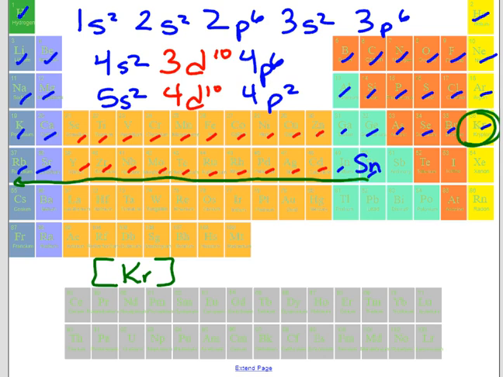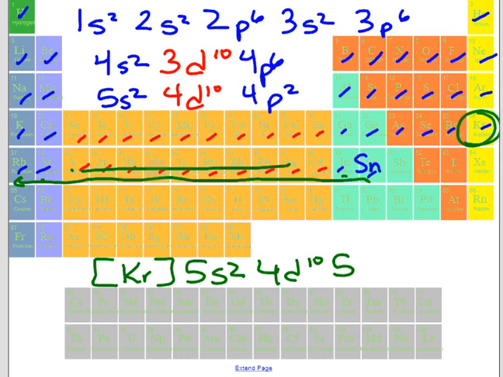So after krypton, you'll see that I filled in my 5th ring, 5S for 2, and then 4D for 10, and then 5P. Oops, I had that wrong up here. Fix that now. 5P for 2. So after krypton, this is how we filled in the outermost shells. So this is the shorthand for tin. You're welcome to use the shorthand for anything that you would like.